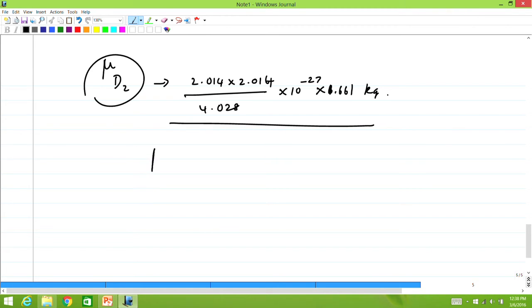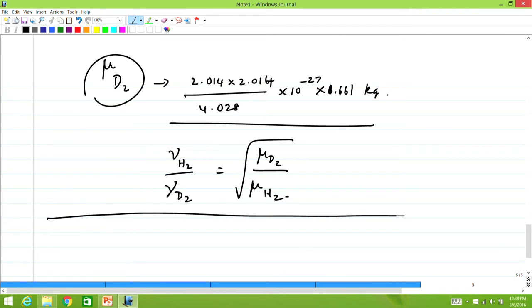Then you can calculate the frequency of H2 divided by the frequency of D2, which is the square root of the mu of D2 divided by the mu of H2. So, these are simple manipulations of the harmonic oscillator frequencies and also the isotopic concepts, that vibrational and rotational frequencies do depend on the isotopic mass of the individual atoms.